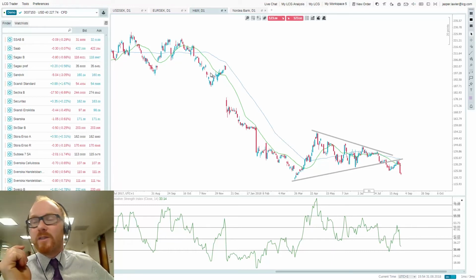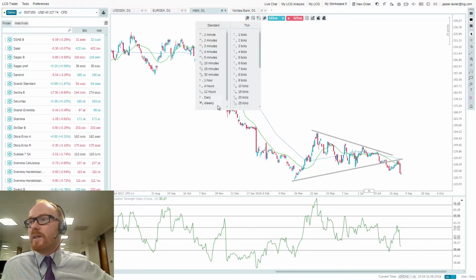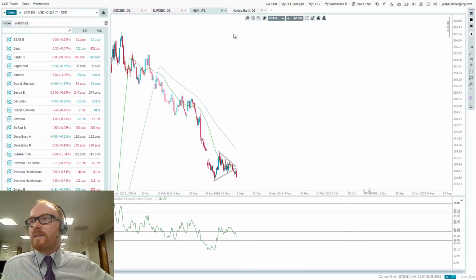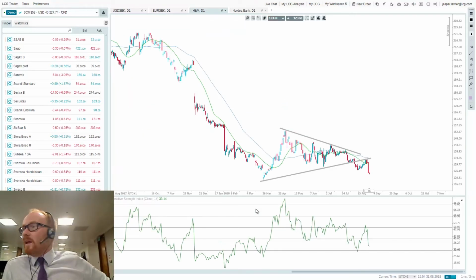120 is really the key level. We're at some of the lowest levels. I mean, on our pricing, it's as low as it gets. I think it's some of the lowest it's been since going public. It doesn't bode well for H&M at the moment.